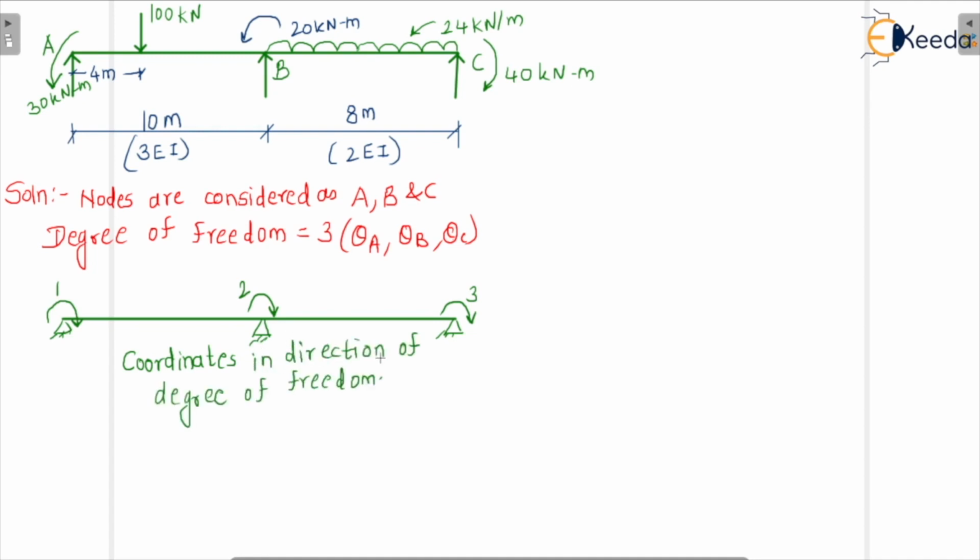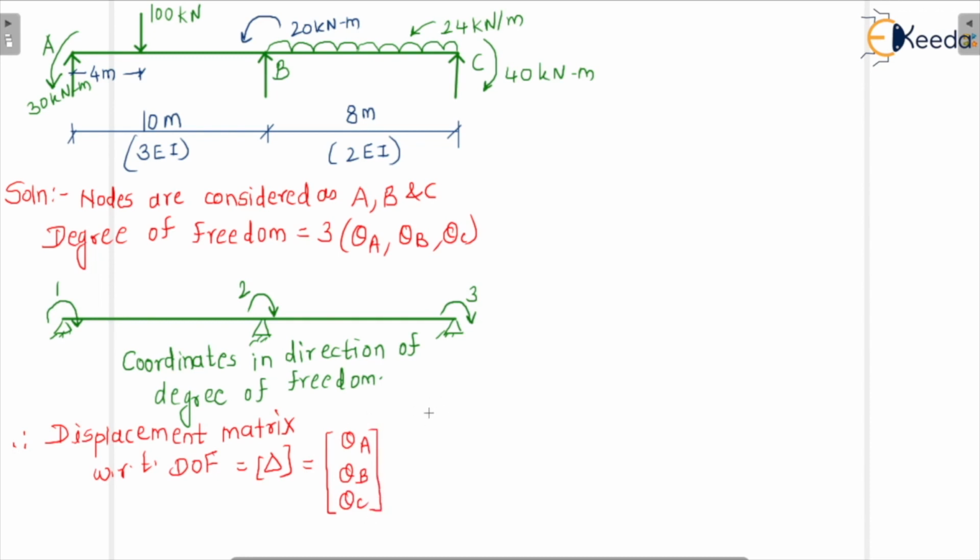Once we are done with this, let us write down the displacement matrix. How do we write the displacement matrix with respect to the degrees of freedom? The displacement matrix delta is theta A, theta B, theta C, that is delta 1, delta 2, delta 3, corresponding to theta 1, theta 2, theta 3.